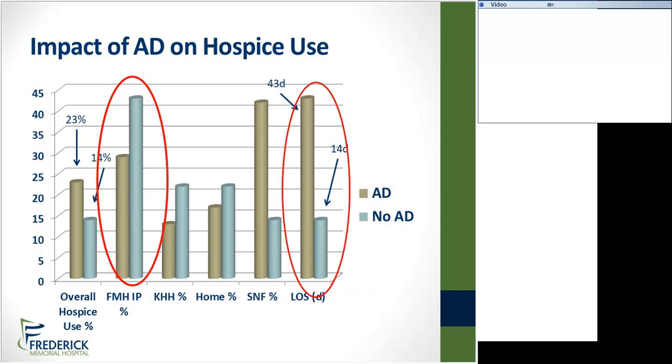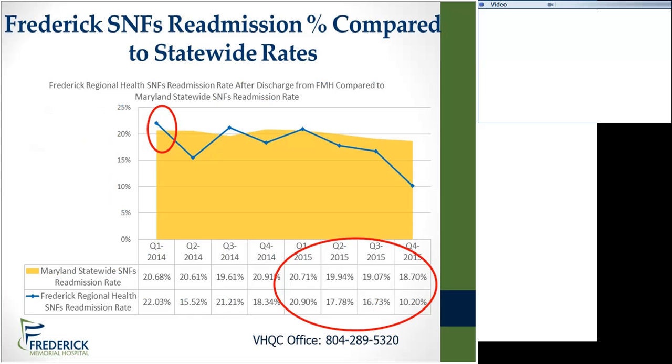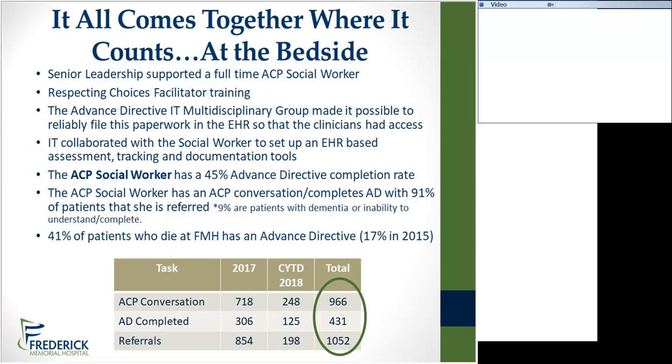We looked at the impact of advance directives on our hospice use because we had a very low length of stay in hospice. Patients were coming into the hospital and they just didn't get to have the resources that our hospice can provide. So it really increased patients being in hospice longer and getting those resources. We saw a significant decrease in our SNF readmission rate, and we worked very closely with our nursing homes on this initiative. So it really all came together where it counts, at the bedside, definitely in our community.